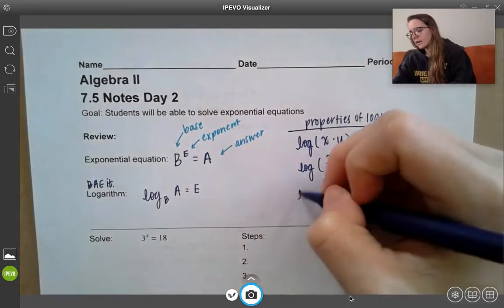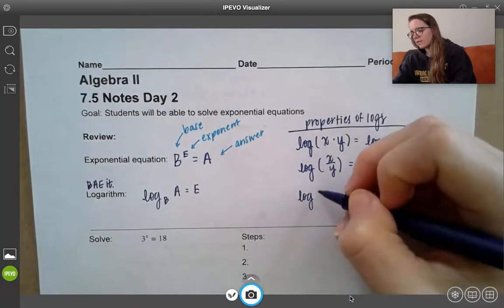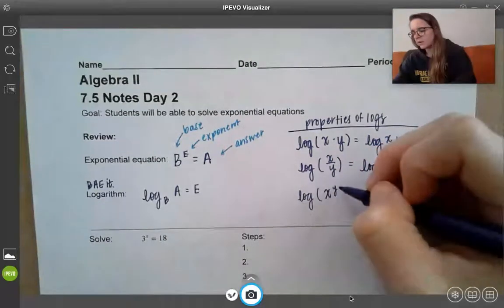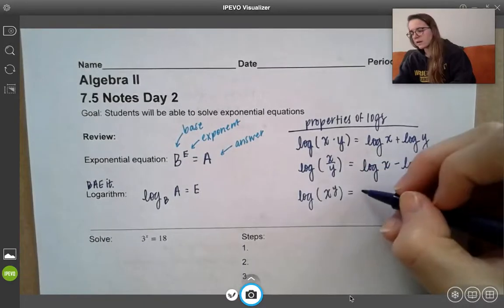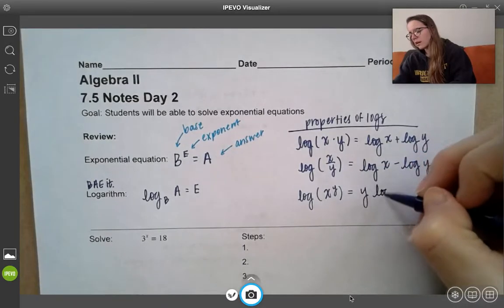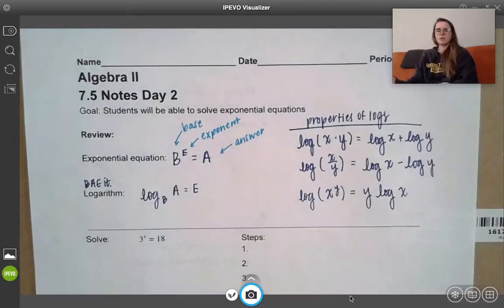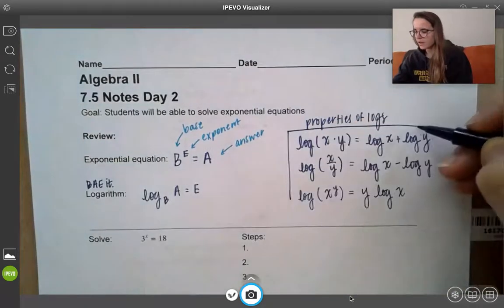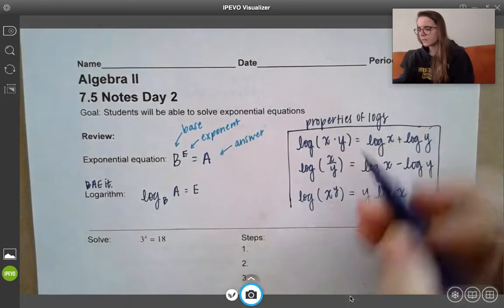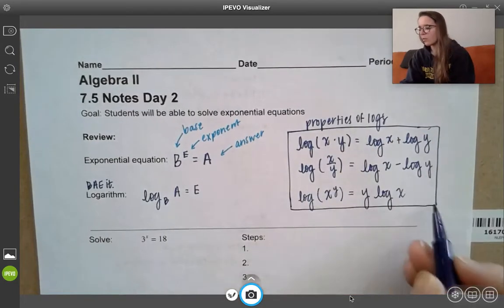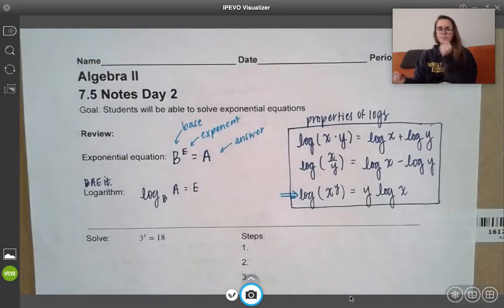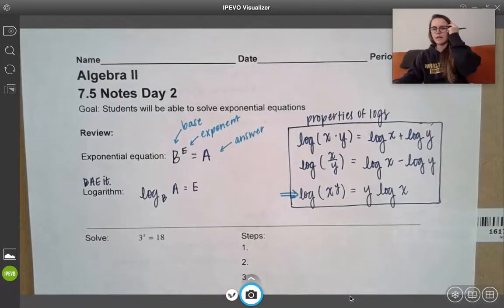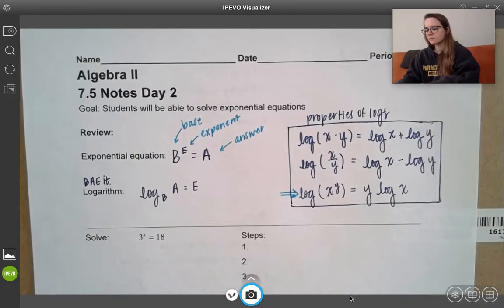Then finally, we have log of x to the y, so a power. And the power rule says that that y can move out to the front. So we have y log of x. Okay, so those are our three properties that we're going to use. Really, we're going to focus on one today. We're really going to focus in on this one right here. So if you don't know that one, I would pause and give that one some practice.